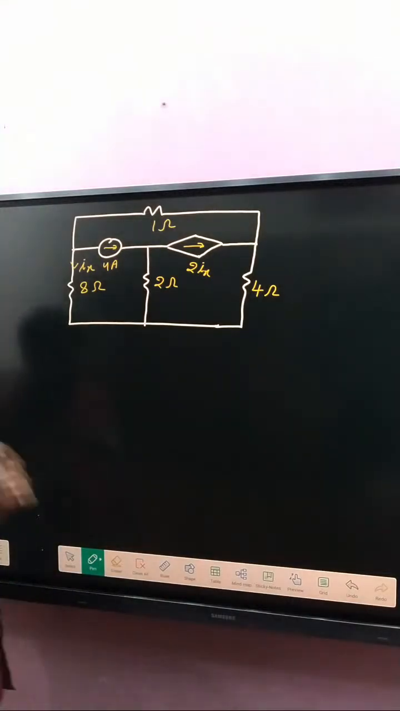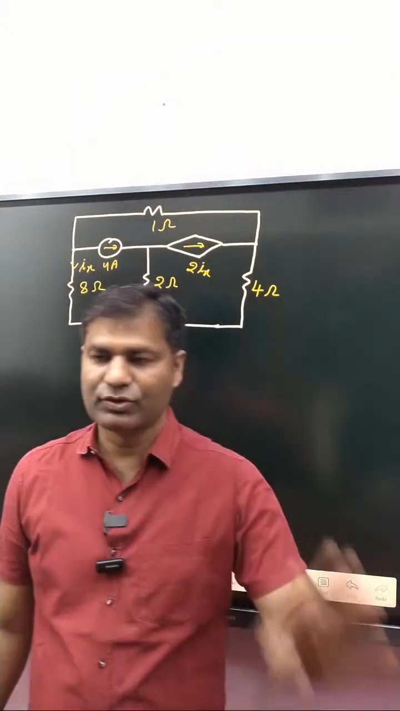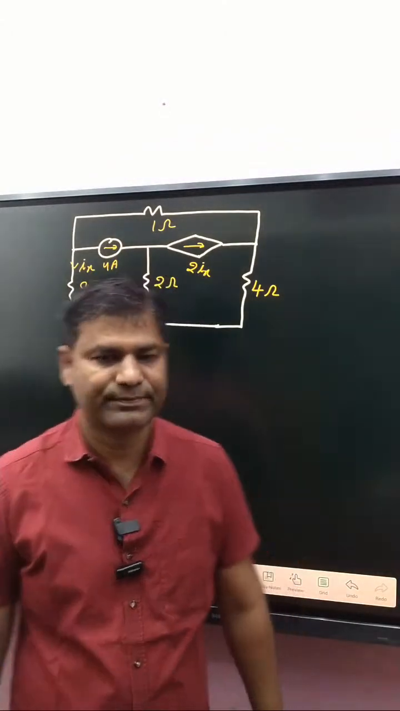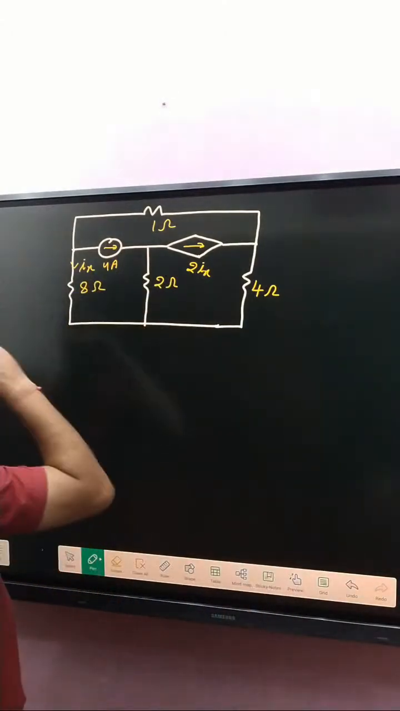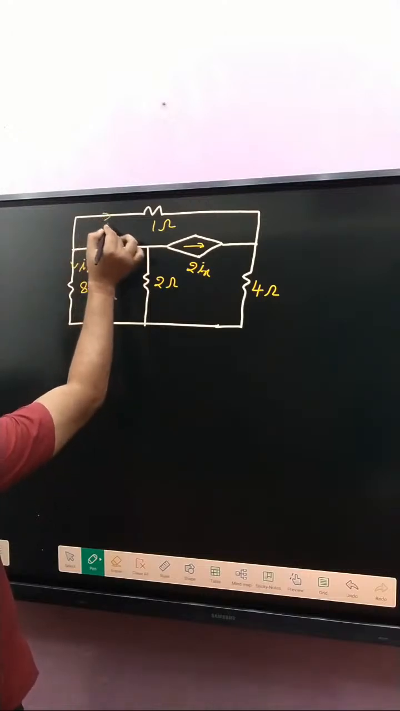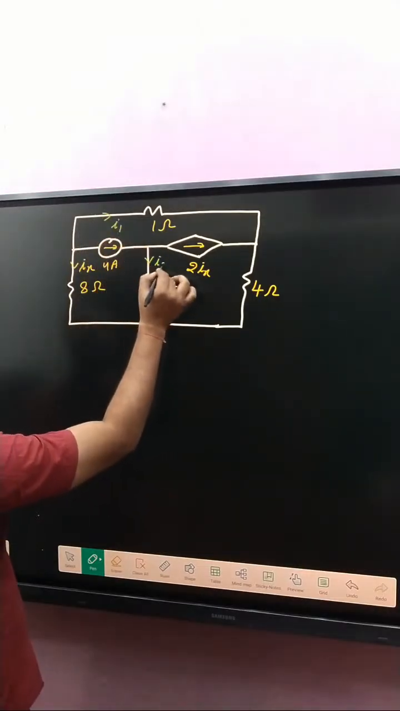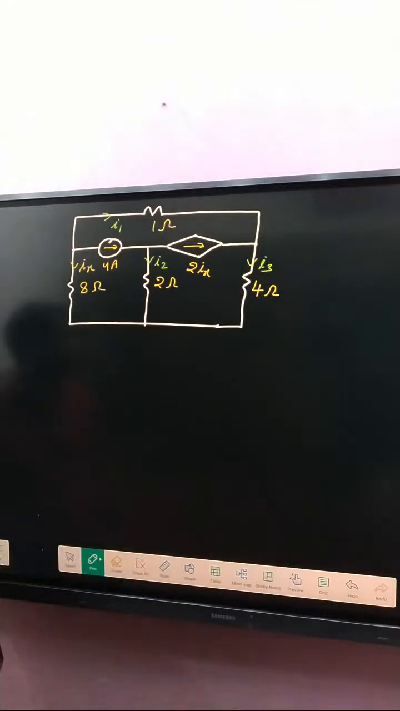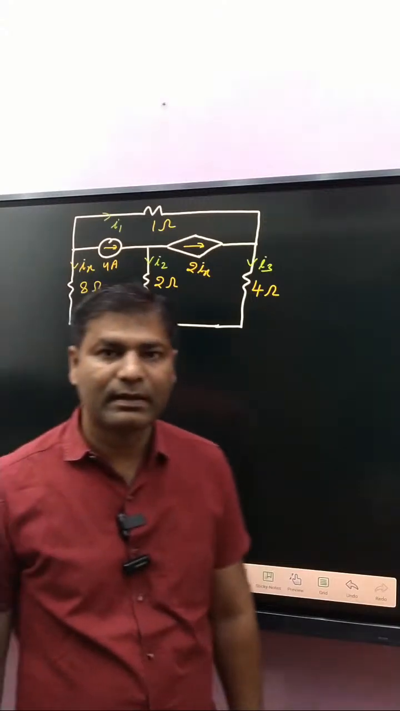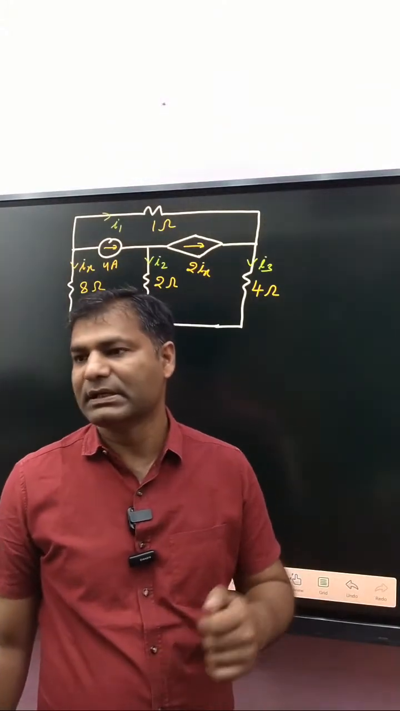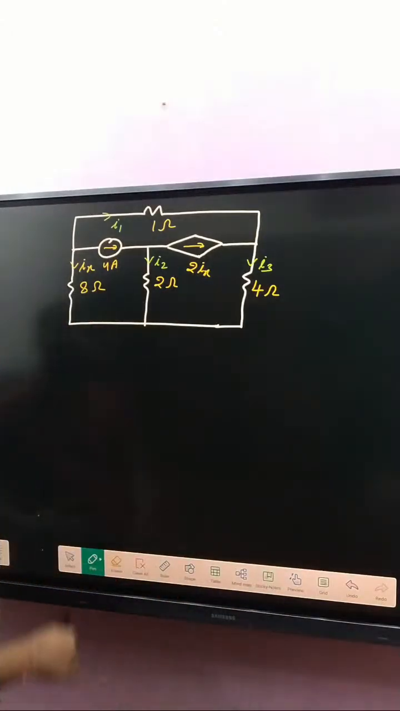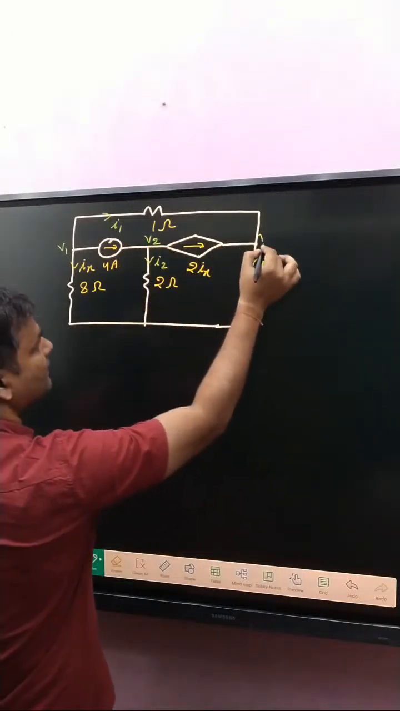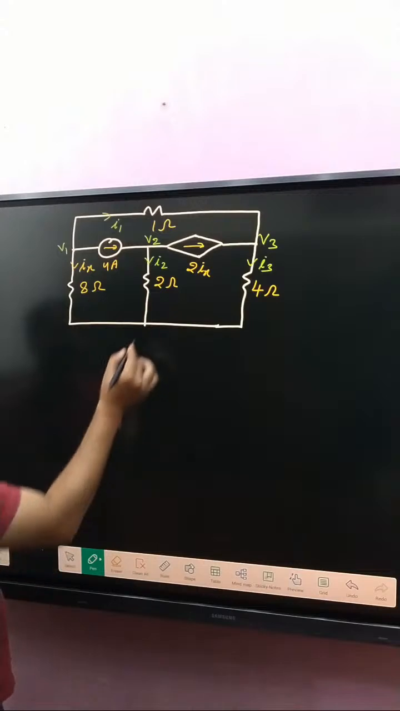Now, if you're using nodal analysis, always follow the given 4 steps. First one, branch current: here I1, here I2, here I3. After that, the next target is node voltages. Beside each node, voltage: here V1, here V2, here V3, and here V4.